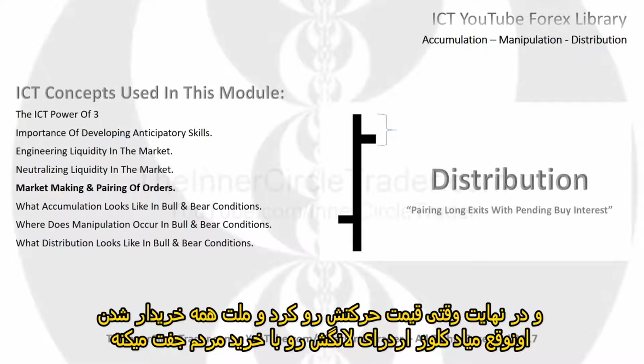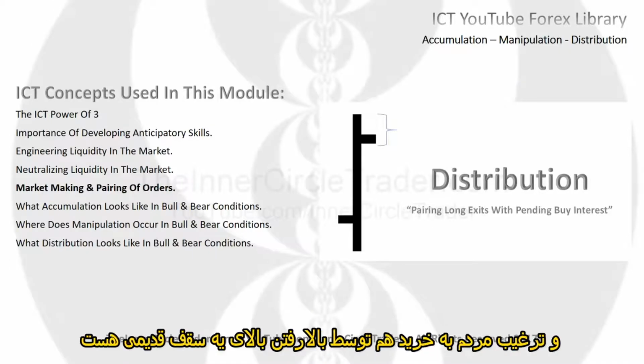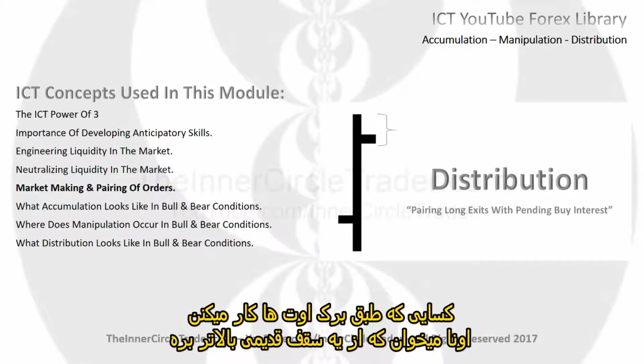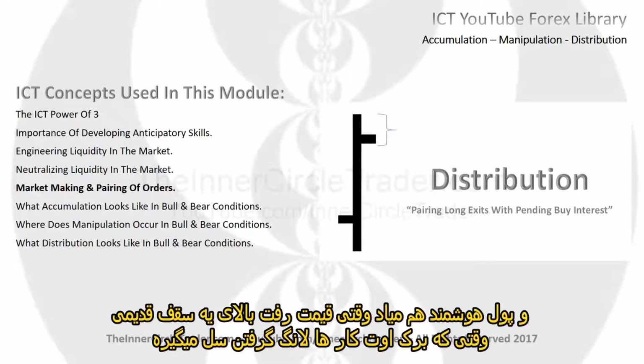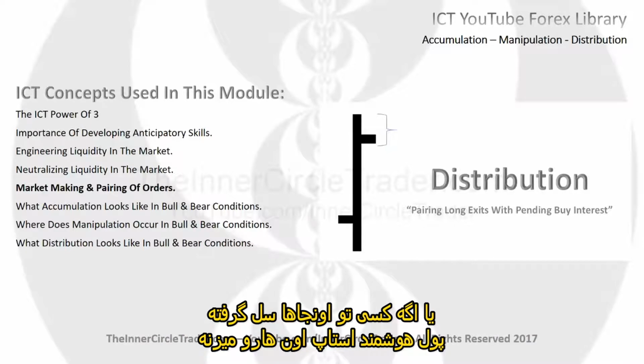And finally, the distribution cycle, where smart money pairs its long exits, selling out of their longs, with pending buy interest. Now, that pending buy interest is going to be in the form of buying above an old high. That would be a breakout artist's idea. They're going to want to break out above a previous high, and they would view that as strength, buying strength. Well, smart money will look to sell their long position to those breakout artists that want to buy above an old high, or those individuals that would probably try to sell short intraday.